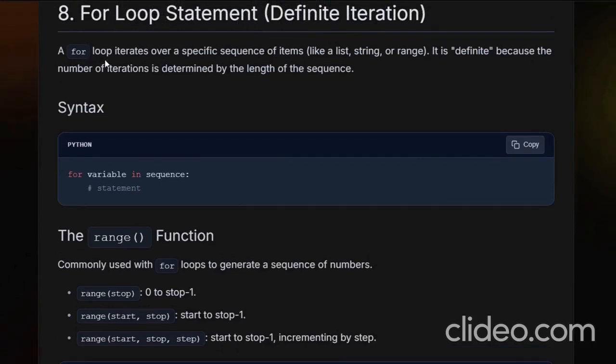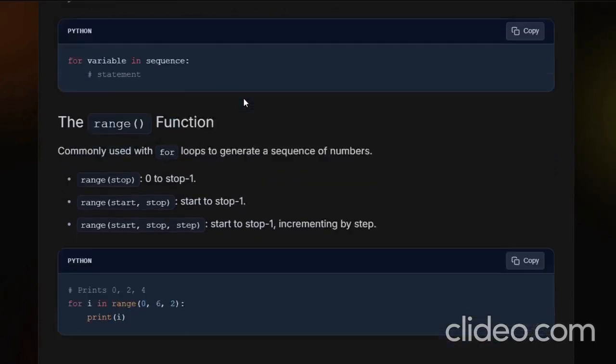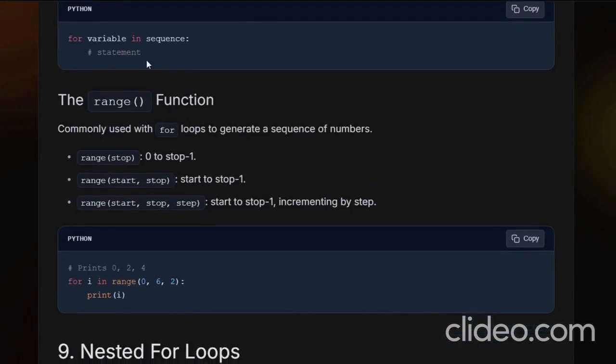So, the for loop statement, definite iteration. A for loop iterates over a specific sequence of items like a string, list, array, or range. It is definite because the number of iterations is determined by the length of the sequence. A for loop is basically similar to a while loop. It is used to run repeatedly until the sequence ends, but here it is definite.